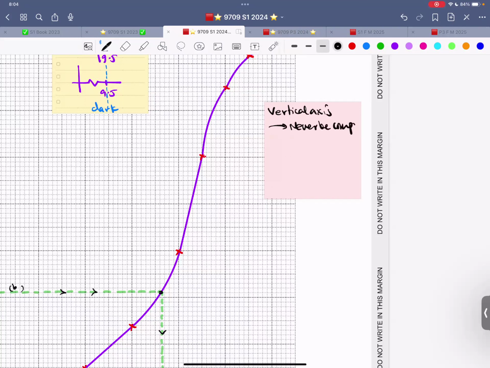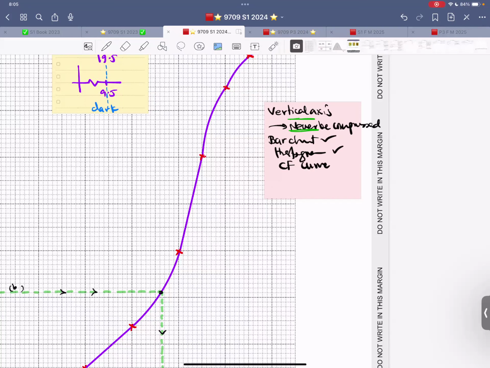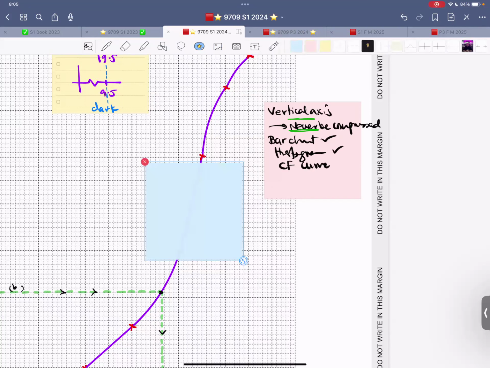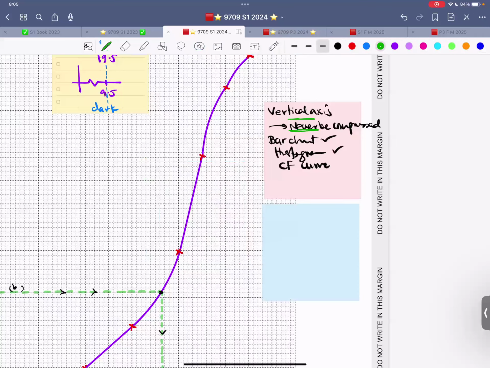Whether we are talking about a bar chart, a histogram, or a CF curve, it can never ever be compressed. So that is a necessity. What about the horizontal axis? When we are talking about the horizontal axis, that's no issue. This line of compression can be drawn, no issue.